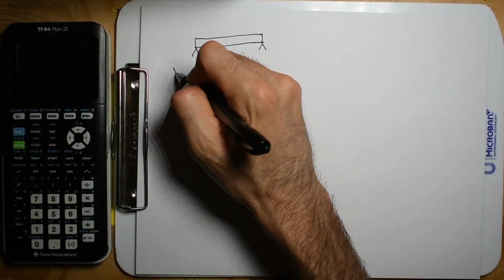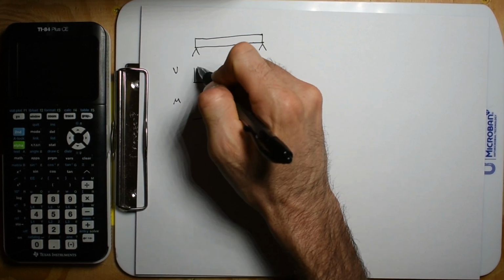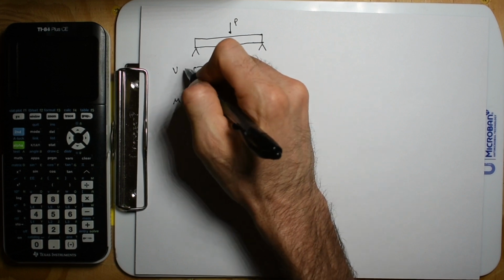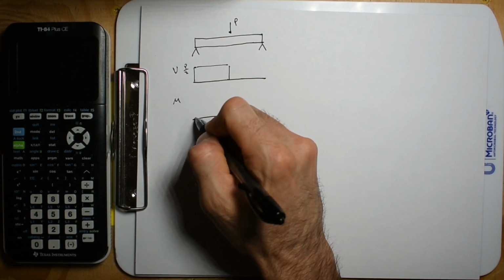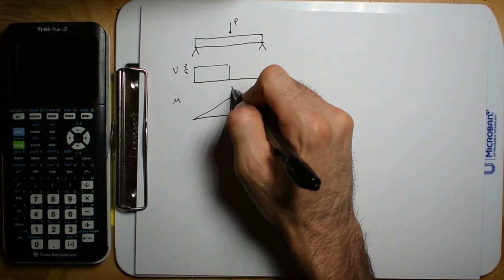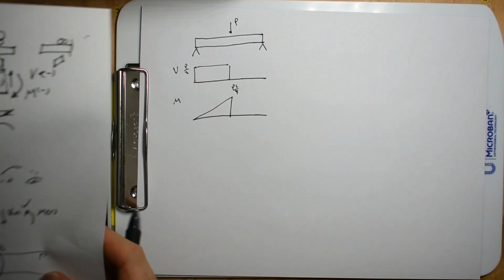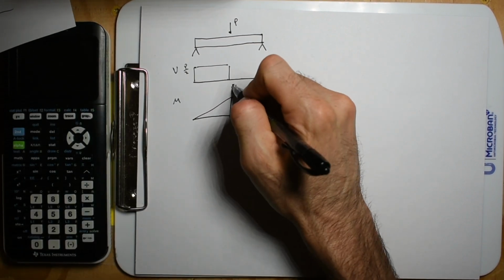So heck yeah. For our shear and moment, we already know that this is for at least halfway until we get to our P. This is P divided by 2, and then this moment is PL divided by 4. Heck yeah.